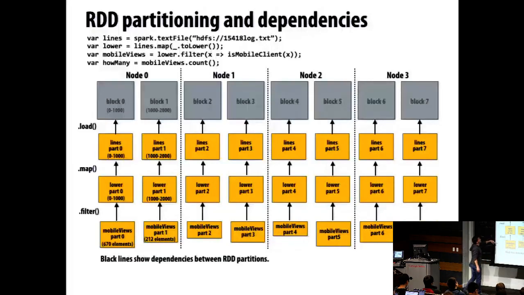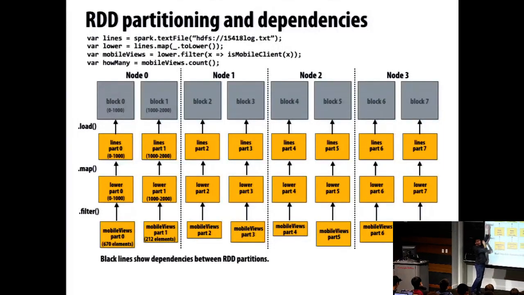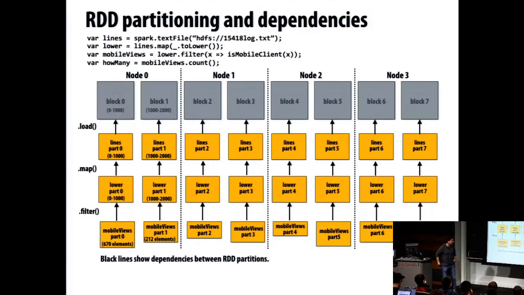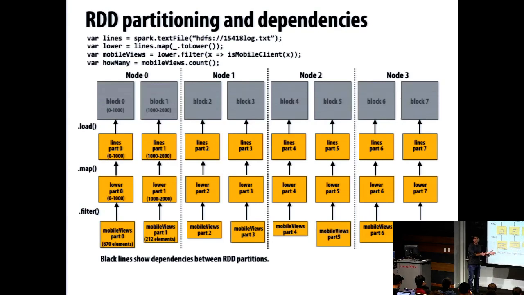What I'm drawing here are the dependencies between a chunk of some RDD, or I'll call it a partition, the backing store partition of some downstream RDD, and the arrow points to what data is required to compute this box. So if I want to get the first set of the mobile views, I have to get the first lowercase elements. If I want the first lowercase elements, I need to load the values from disk. If I need to load the values from disk, I have a block I need to go get. So the black lines are showing dependencies between these various sections of the RDD. Good.